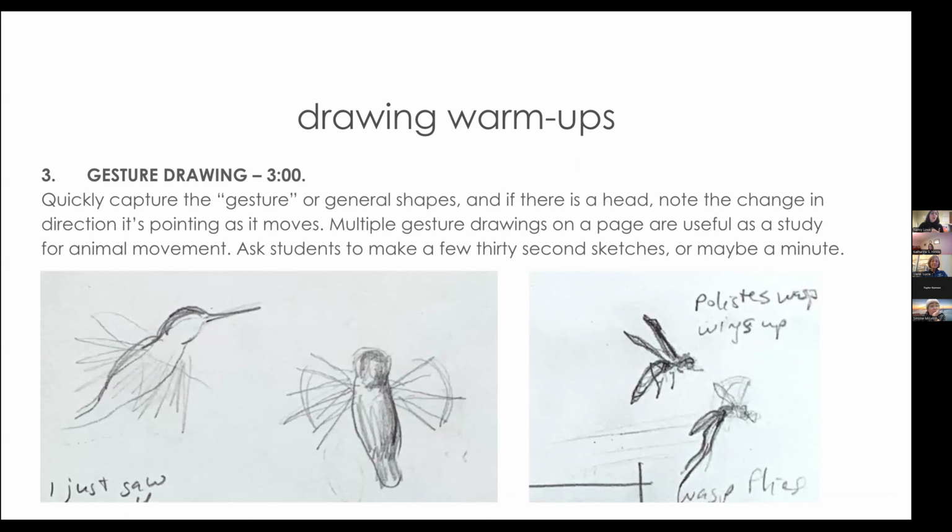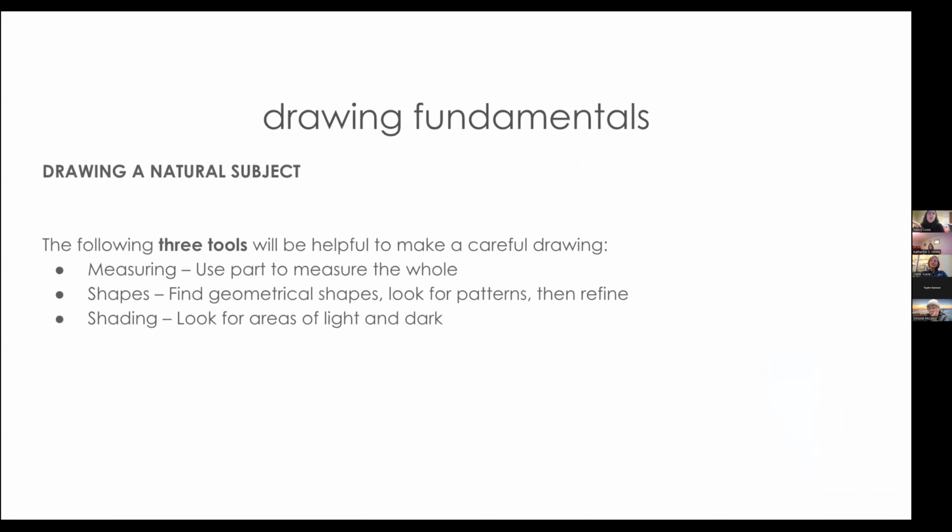This is a super helpful skill when you're nature journaling and capturing animal movement, because animals move fast. Birds, little rodents, little lizards scampering under the leaf litter, and you'll be able to capture the shapes really fast if you have this practice under your belt. So those are three warm-ups. Then the following tools will really help put all those pieces together.